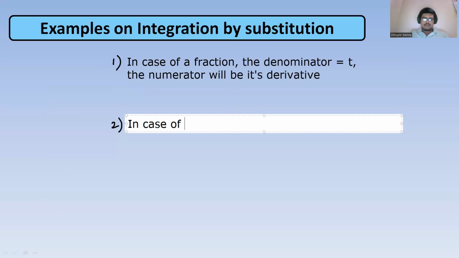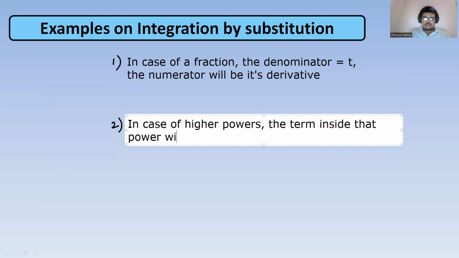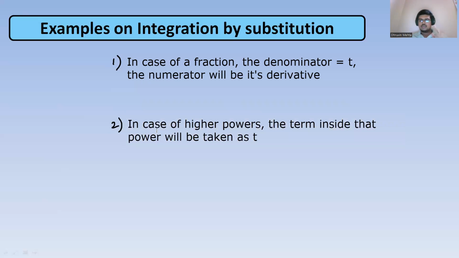Second is, in case of higher powers. When I say higher or complicated powers, I mean raised to 3, raised to 7, or raised to 1 by 2, raised to 3 by 2. Whenever we have such higher or complicated powers, the term inside that power will be taken as t. Just note this down, guys. We'll take questions, and you will understand what the application of these rules is.